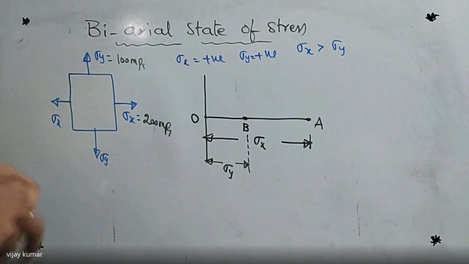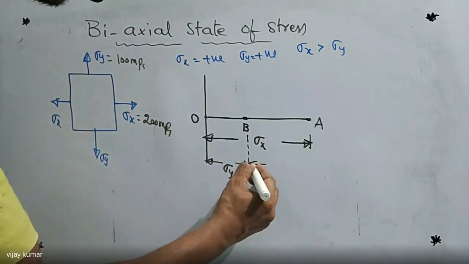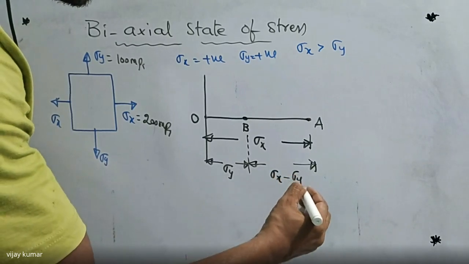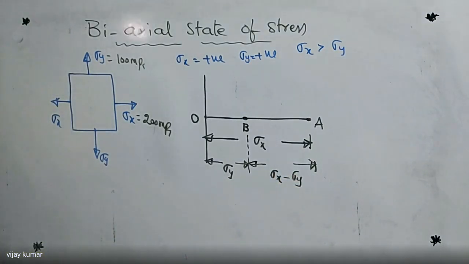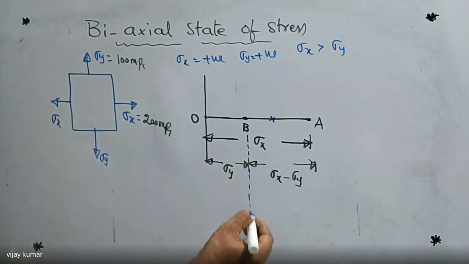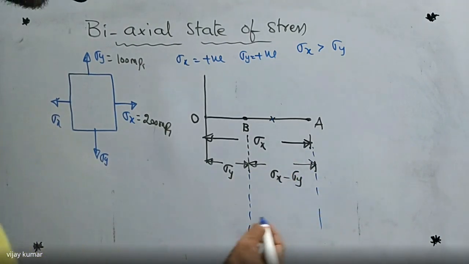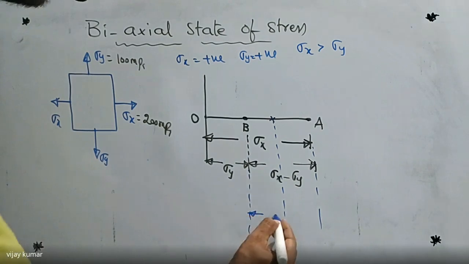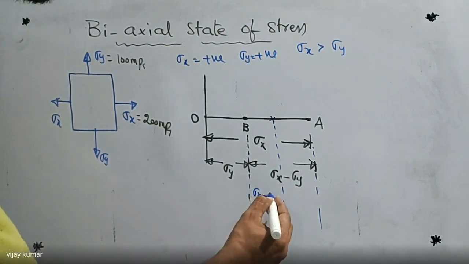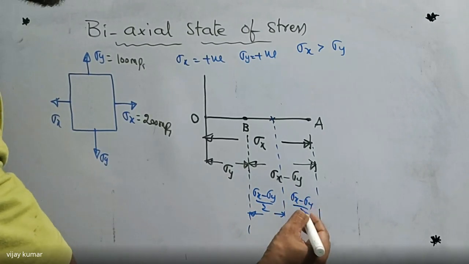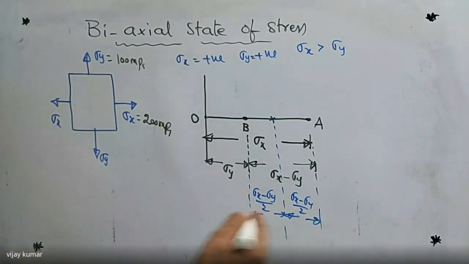What is the difference between point A and point B? That is sigma x minus sigma y. Now I'm going to divide this AB line into two equal parts. Then what is half of this value? This value is nothing but sigma x minus sigma y by 2. It is also sigma x minus sigma y by 2.